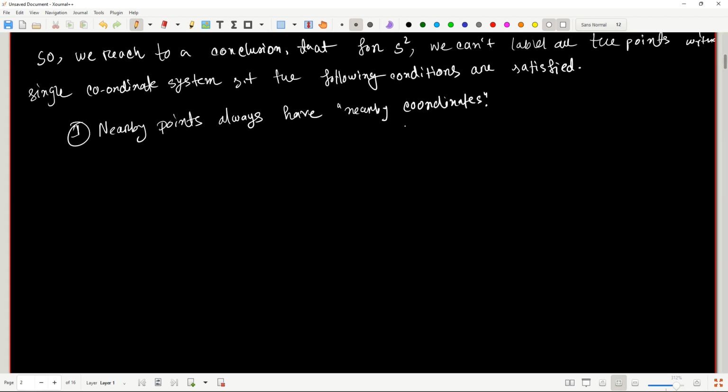By nearby coordinates, we mean that if you have a point, let's say A, and there is a point B that is very close to A, then if the coordinate of the point A is x^mu, B should be x^mu plus epsilon^mu, and this is a very small parameter. So that's what we mean by nearby coordinates. And then the second condition that we saw that we were not able to satisfy is that every point has unique coordinates.